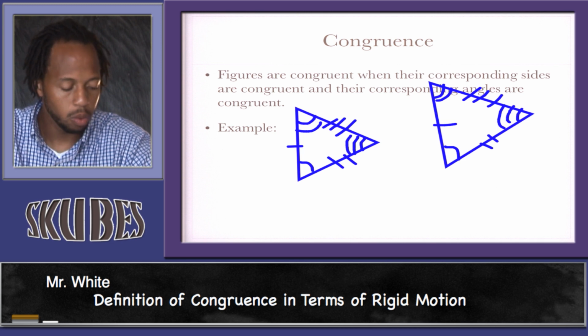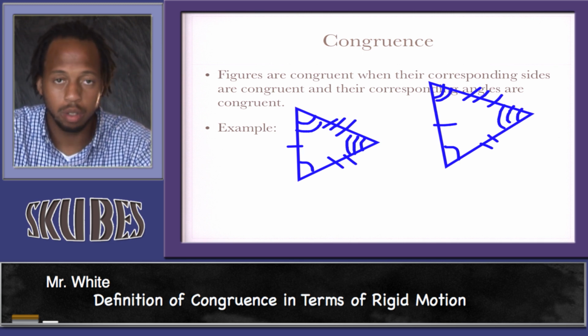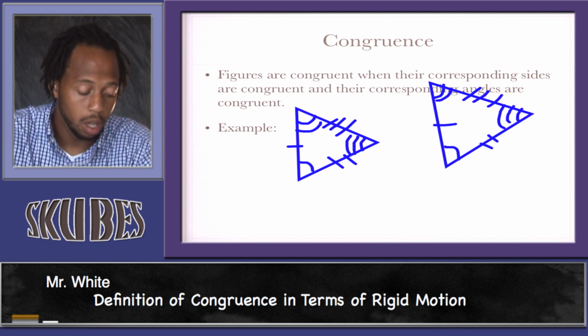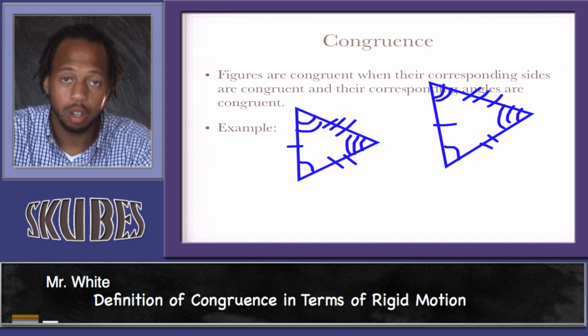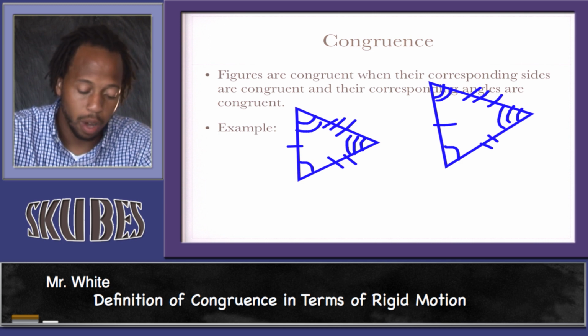One tick means those two sides are congruent, two ticks means those two sides are congruent, and three ticks means that those two sides are congruent. One arc means that those two angles are congruent. Two arcs means that those two angles are congruent, and three arcs means that those two angles are congruent.